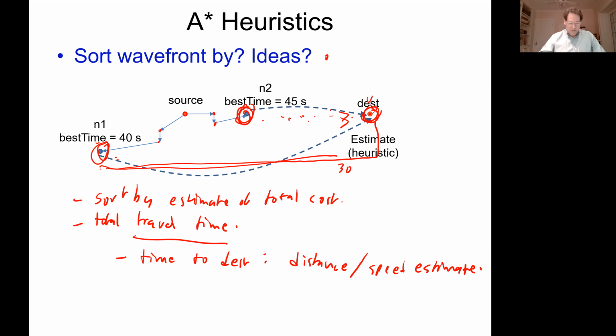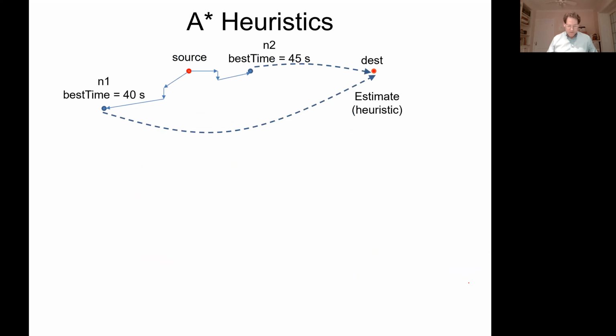Now, what about the speed estimate? Speed estimate's harder. That's a function of all the roads in between the source and the destination, so it's a lot harder for me to estimate the speed limit. Okay, so what do you think? The distance is easy. Speed estimate, a bit harder.